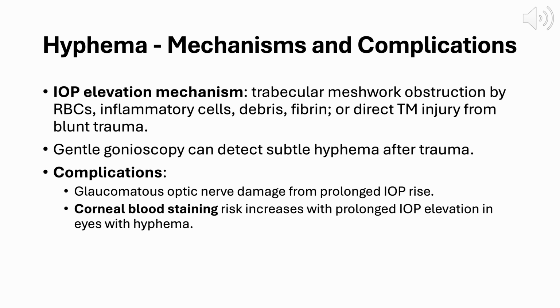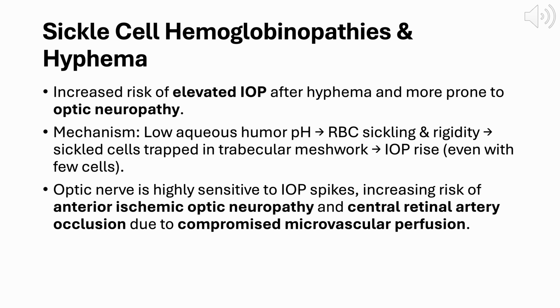As for complications, two key risks stand out. First, glaucomatous optic nerve damage can develop from prolonged IOP elevation. Second, corneal blood staining becomes more likely in eyes with hyphema if high IOP persists, underscoring the need for timely recognition and management. As we move from general mechanisms of injury-related glaucoma into specific high-risk situations, one important condition to highlight is sickle cell hemoglobinopathy.